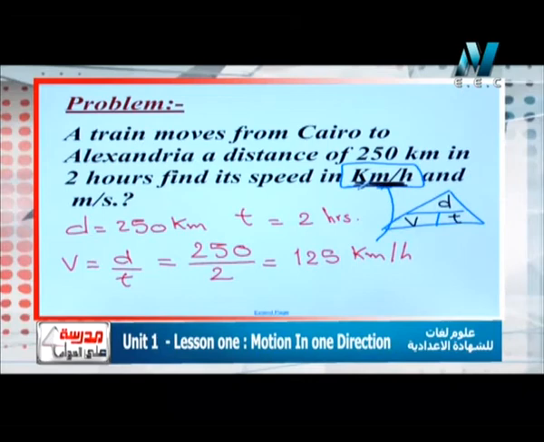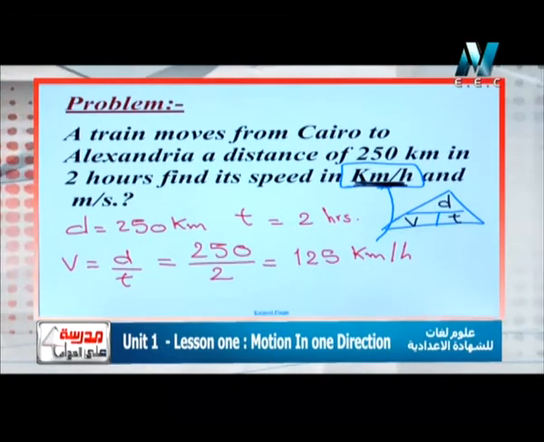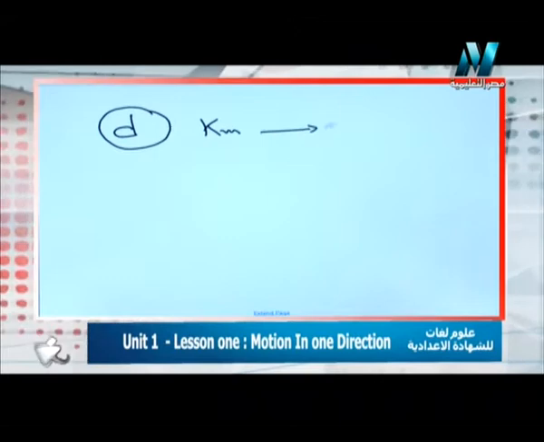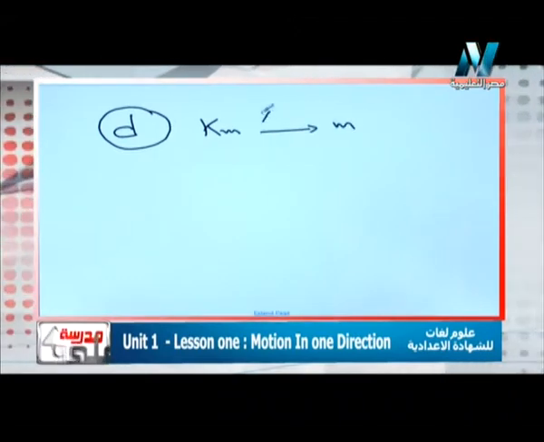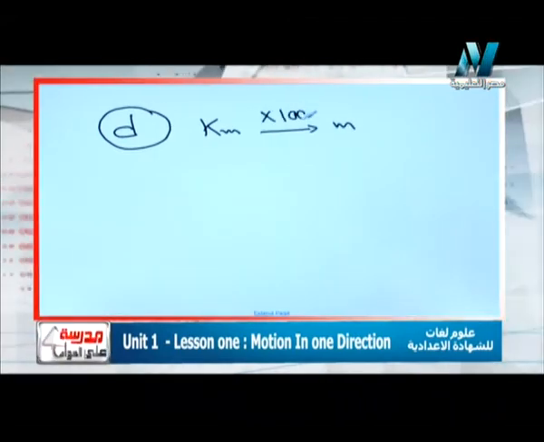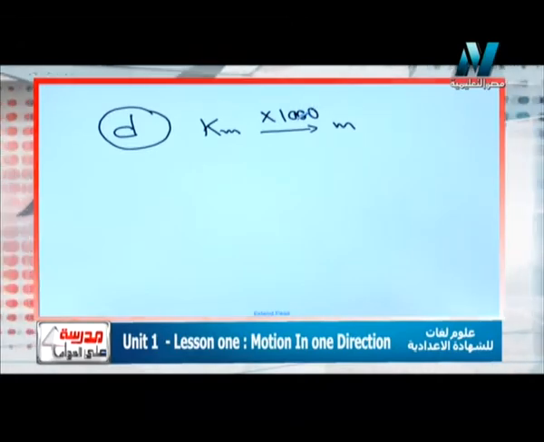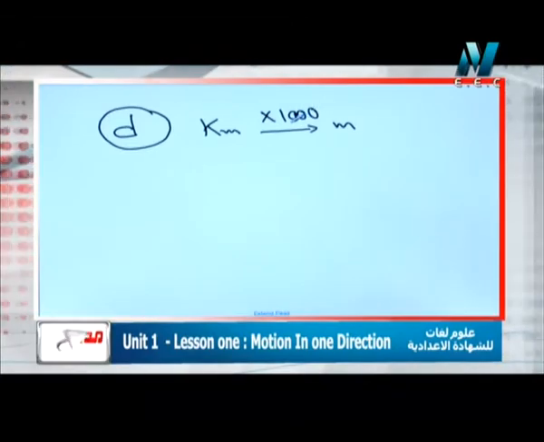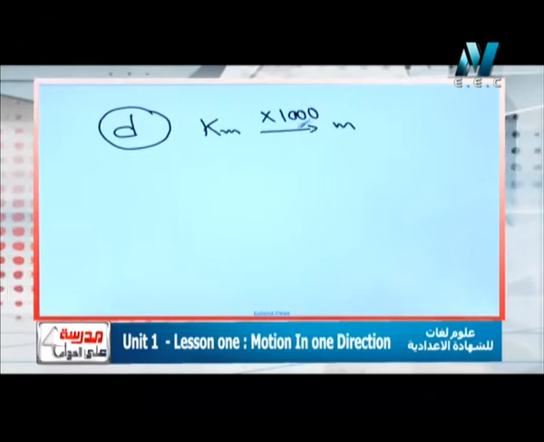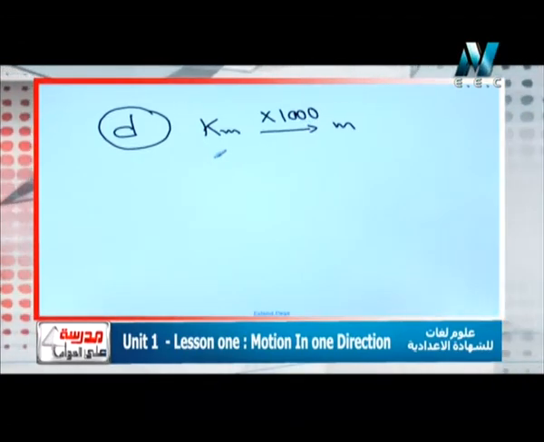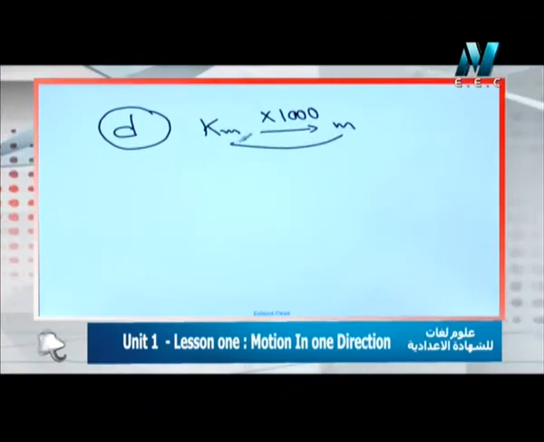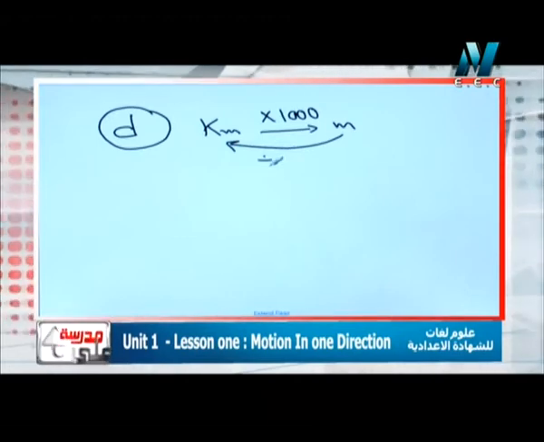As you see here, dear students, if you want to calculate distance and time, from distance, from kilometer to meter, we multiply with 1000, as we studied before in mathematics in primary stage. خدناها قبل كده في ابتدائي وعارفينها. طيب, and from meter to kilometer we divide over 1000.